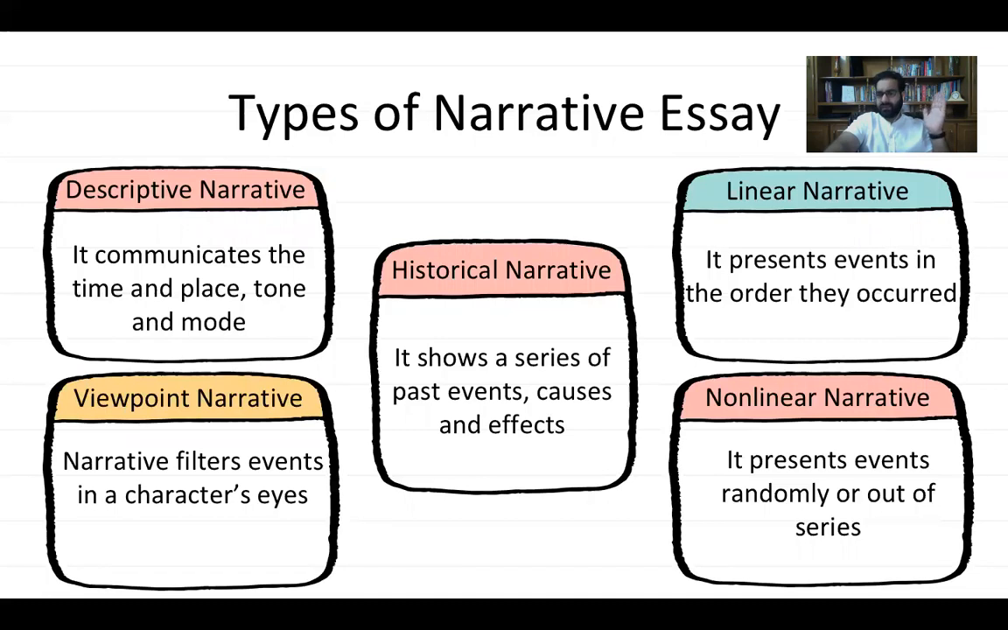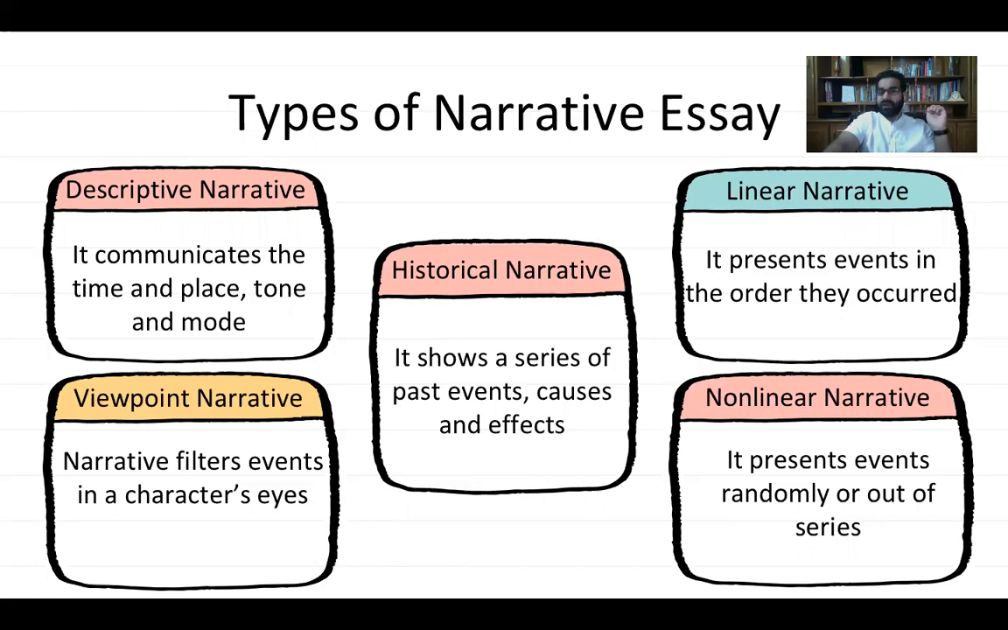Types of narrative essay. First, descriptive narrative. Don't confuse descriptive essays with descriptive narrative. It communicates the time and place, tone and mood. It talks about that. Back in 2011, 9th November, there was an attack, something like that.